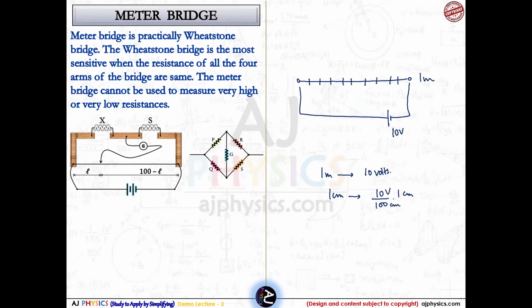Okay. So if you check the accuracy of this wire, you can actually measure 0.001 volts just by moving the key from one point to another point, like 1 centimeter to another centimeter. So you can actually check the working accuracy of the devices. We'll discuss this in the upcoming topics. Let's come to the meter bridge first.